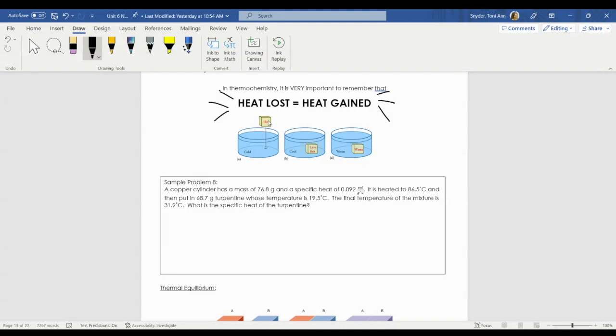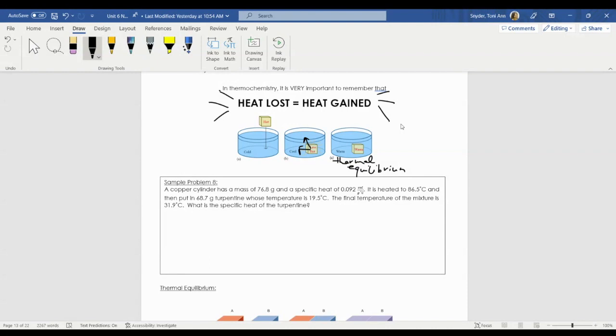So if I have a hot metal and I place it into a big beaker of cold water, this hot block is going to transfer energy to the water. So this hot metal is going to be less hot, whereas this water is going to become warmer. However, there is a point at which a thermal equilibrium is reached. And thermal equilibrium is when the two substances end up at the same temperature.